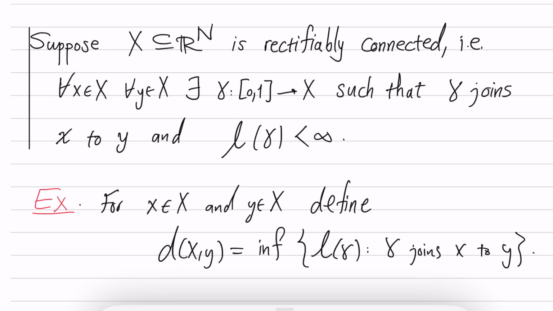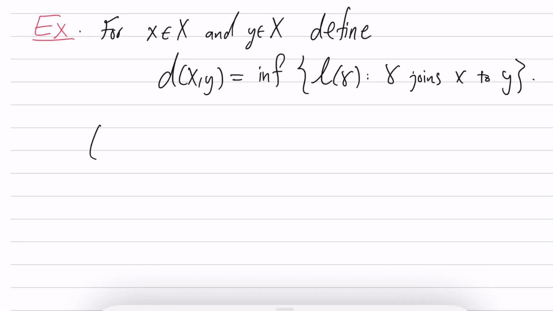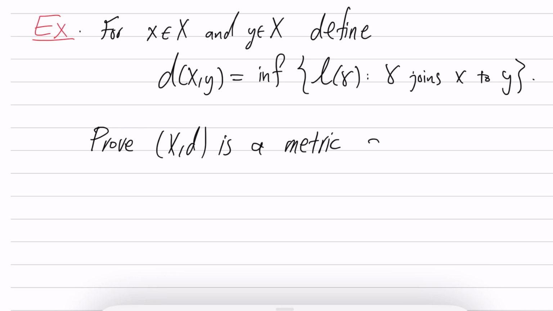d(y,x) should be equal to d(x,y), and easily you can verify the triangle inequality. So the exercise, if we can call it an exercise, is to prove that X with d is a metric space. So this isn't the question that I was talking about.